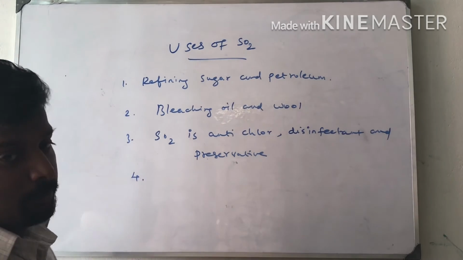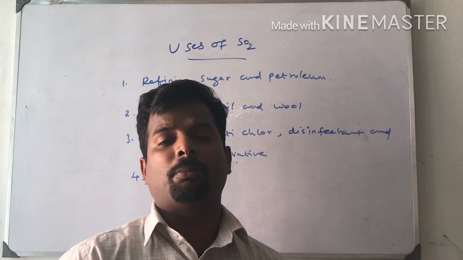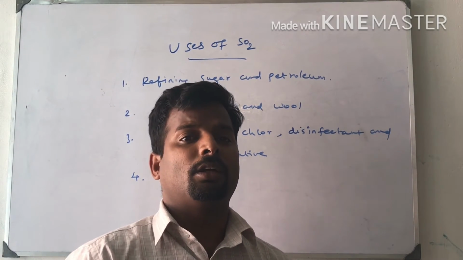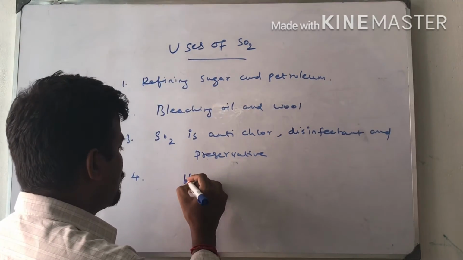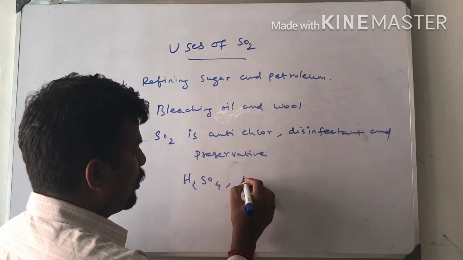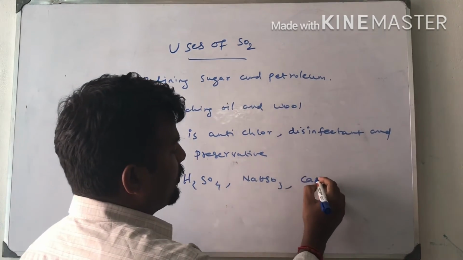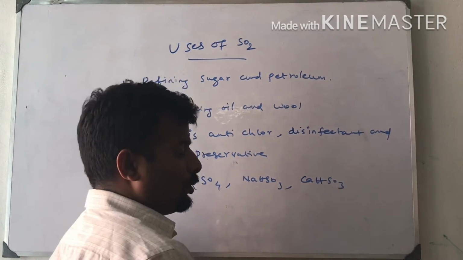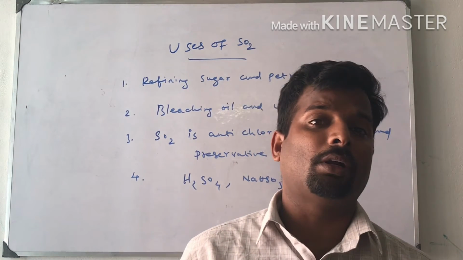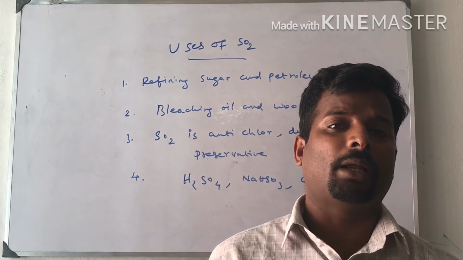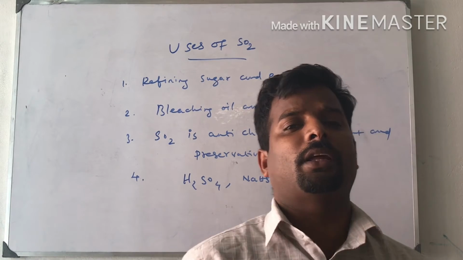It is used for the manufacture of many chemicals like sulfuric acid, H2SO4, sodium hydrogen sulfate, NaHSO3, calcium hydrogen sulfate. So these are all of commercial importance. These chemicals can be prepared with the help of sulfur dioxide.